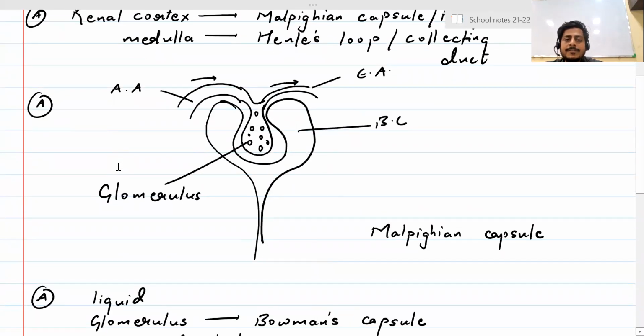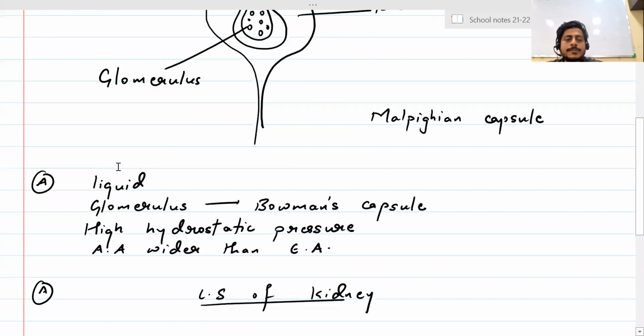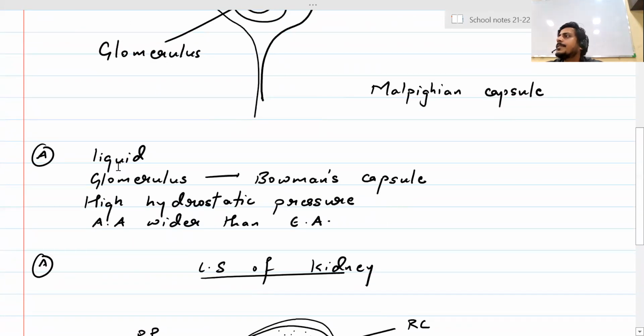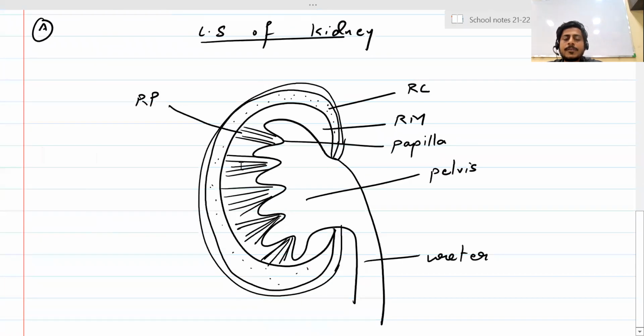Second one was the diagram of the Malpighian capsule, wherein we saw the Bowman's capsule, glomerulus, a wider afferent arteriole, a narrower efferent arteriole. Third one was defining ultrafiltration, where we saw that it is a filtration of the liquid part of blood from the glomerulus into the Bowman's capsule under high hydrostatic pressure due to the difference in diameter of the wider incoming afferent arteriole and the narrower outgoing efferent arteriole. Then we saw the diagram to draw the LS of kidney: outer dotted cortex, inner striped medulla, broad expanded funnel-shaped portion pelvis, and the tube or the ureter arising.